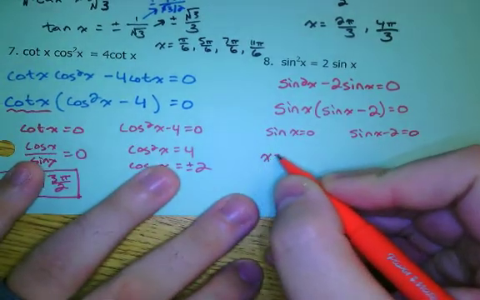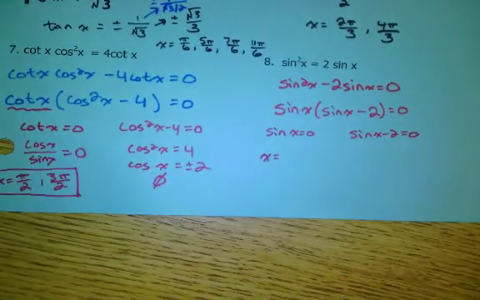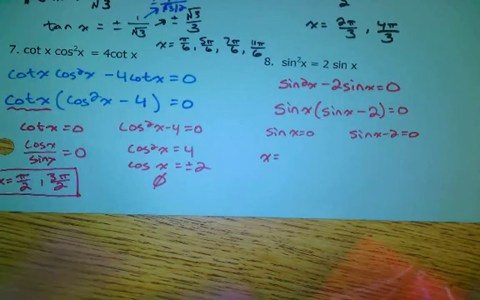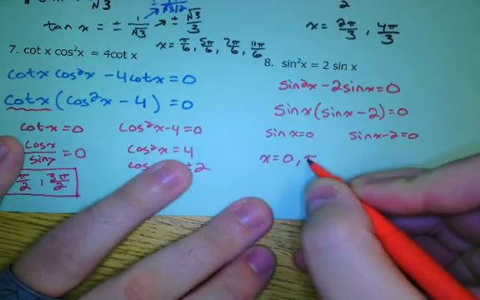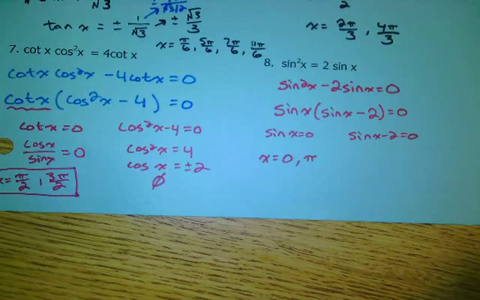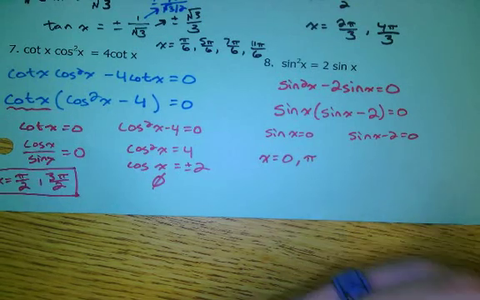I agree with you. Let's go in order though. So what's the smallest value? 0, and then why am I not including 2 pi? Interval only goes to, but not including, 2 pi.